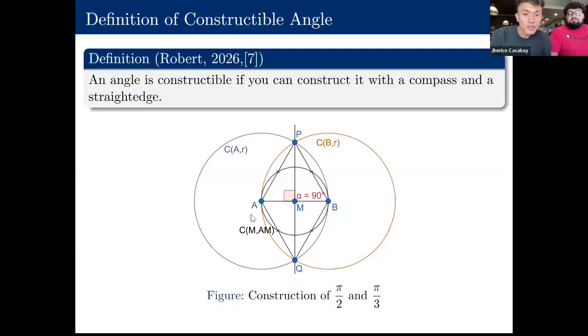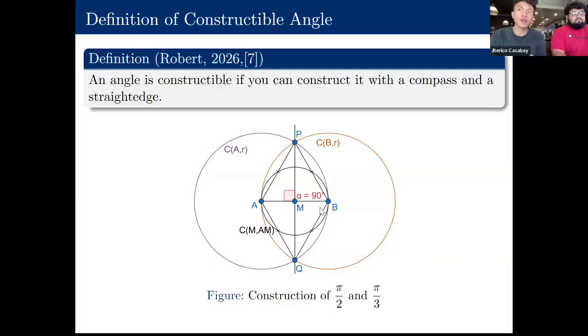So now we're going to build further on this idea of constructible numbers by elaborating on constructible angles. The same concept as with constructible numbers applies: an angle is constructible if you can construct it with a compass and a straight edge. For example, when we had our perpendicular bisector, we showed that alpha is equal to 90 degrees, but we didn't elaborate that this was a constructible angle because we didn't know what a constructible angle was at first.